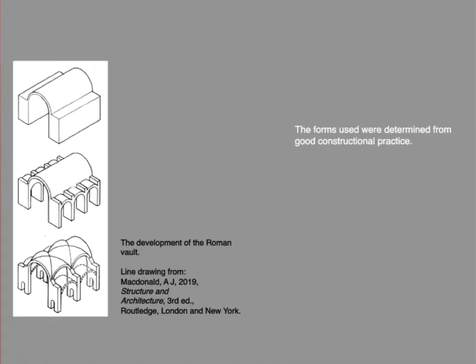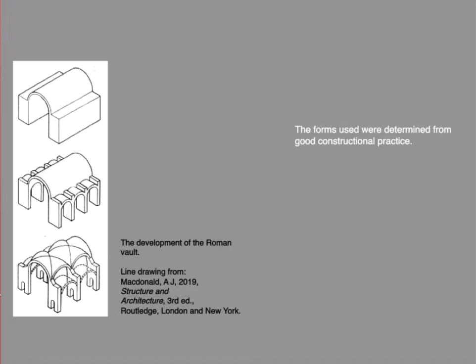A development of that was the cross vault, which again was supported on voided walls, but which afforded flat areas of wall at vault level, which meant that windows could be located there which would admit light into what would otherwise be a rather dark interior.